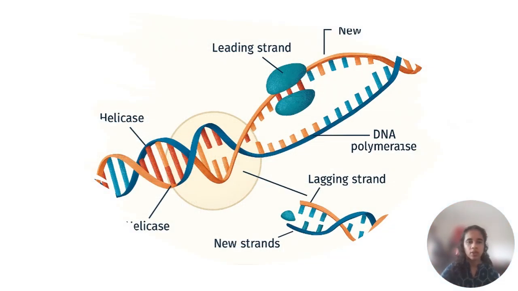So this is a whole little bit figure here. You can see this is the new strand, the orange color. The orange one is the leading strand, and this is the lagging strand, the blue one. And you can see the DNA polymerase. This is the helicase. So helicase helps in the unwinding. So you see this in the lagging strand.